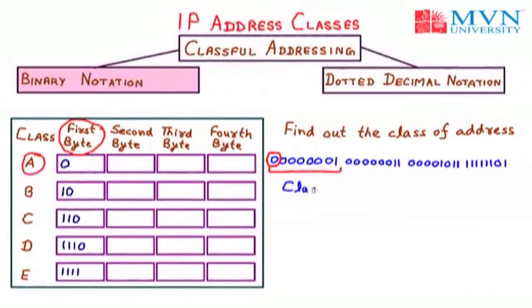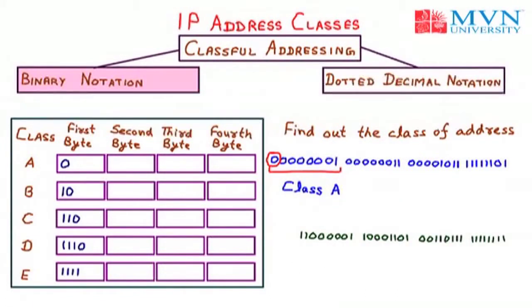So the IP is of class A. Now we have one more IP address. Let's take the example. Now we are given one more IP address in binary form, in 0s and 1s. We find the first byte. Here, this one is my first byte. And as we know, the IP starts with 110, that means 110 is of class C.